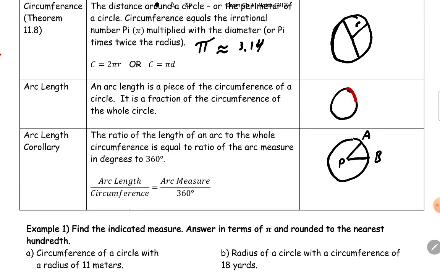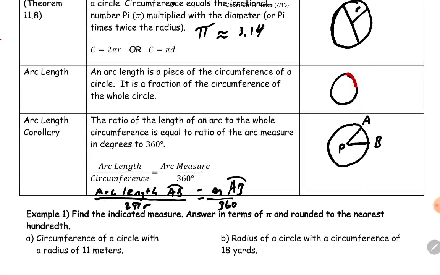So if we wanted to know the arc length of AB, we would use the fact that we know the circumference, which is 2 pi r, is equal to the measure of arc AB in degrees over 360. And don't worry, we'll do some examples.